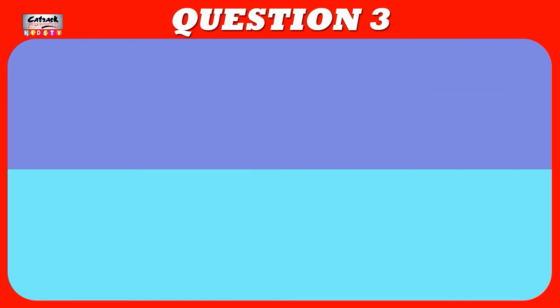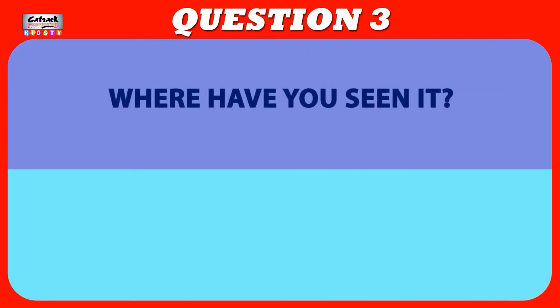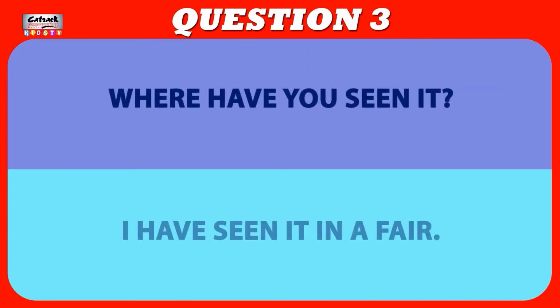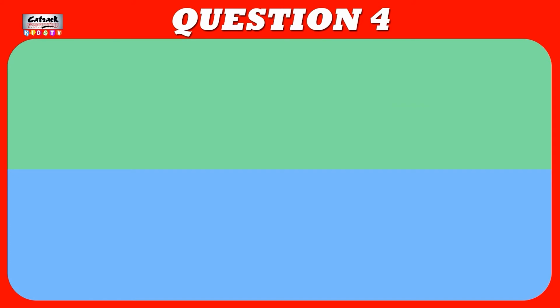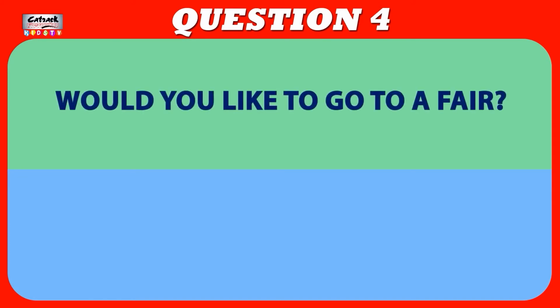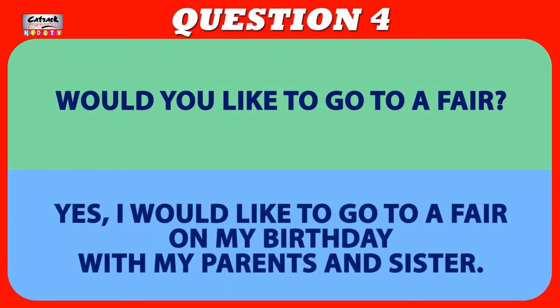Question 3. Where have you seen it? Answer. I have seen it in a fair. Question 4. Would you like to go to a fair? Answer: yes, I would like to go to a fair on my birthday with my parents and sister.